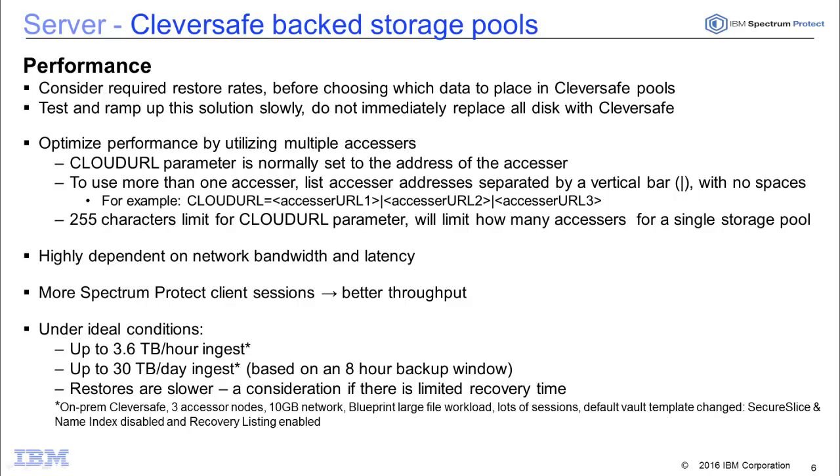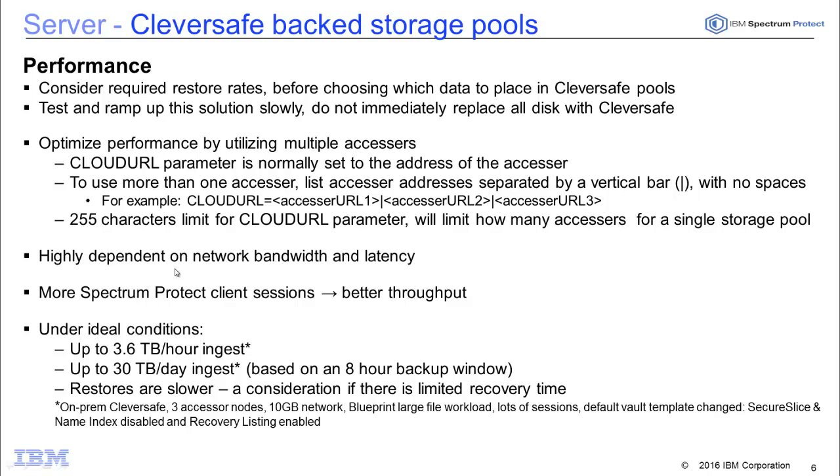In order to optimize the performance, do utilize multiple accessors for the Cleversafe. And once again, on the cloud URL parameter, when you define the Cleversafe storage pools, you will simply divide the URLs by a bar with no spaces in between. The limiting factor on how many accessors you can use is the 255 character limit for the cloud URL parameter.